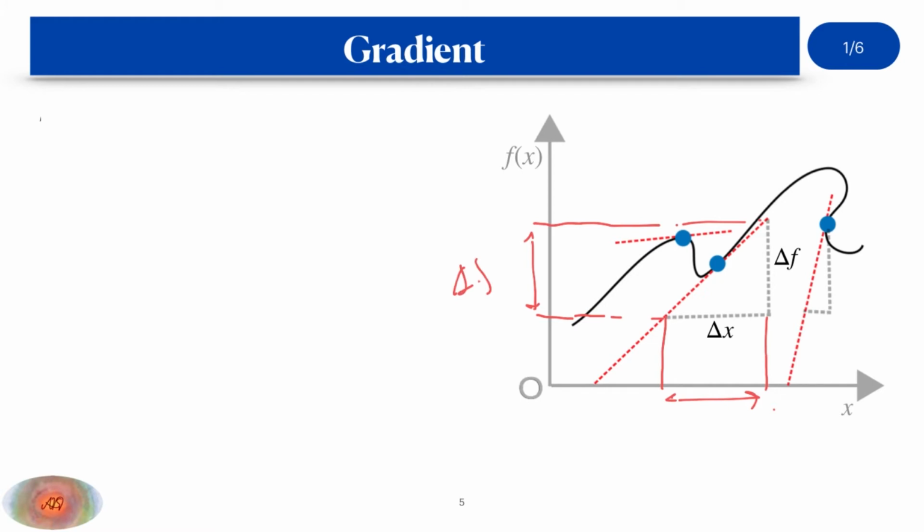So this is the delta f. Due to the change of the independent variable along the x-axis, the dependent variable, which is the function itself, changes by an amount delta x. But such a change is erroneous.